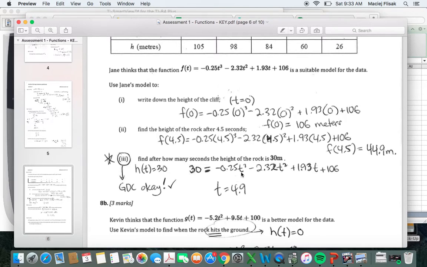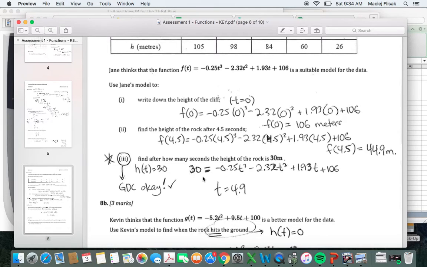So now instead of replacing the t, we replace this part of the equation, the h of t, which is your height. So the height is 30. Here's all this. Now, in the past, you've solved quadratic equations. You've solved linear equations. But cubic, this is a little tougher. How do you solve this now? How do you get an answer for t? There's an algebraic way to do it, but it's kind of beyond our course.